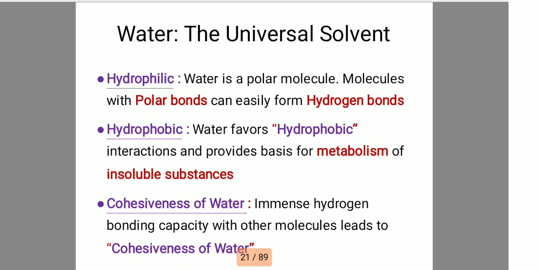Cohesiveness of water. It has immense hydrogen bonding capacity, both with other molecules and also with adjacent water molecules. This is called cohesiveness of water.